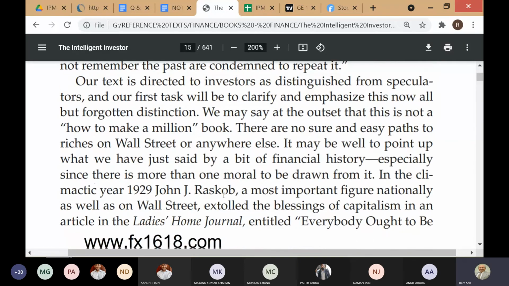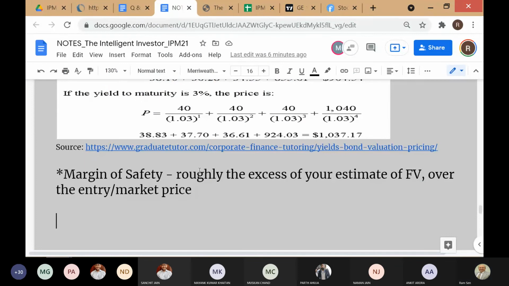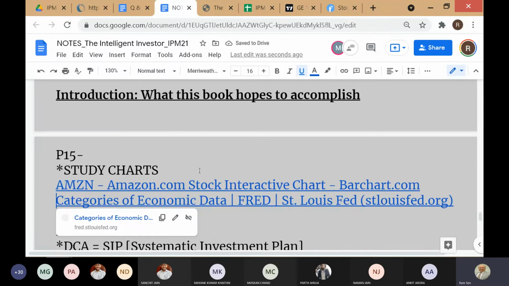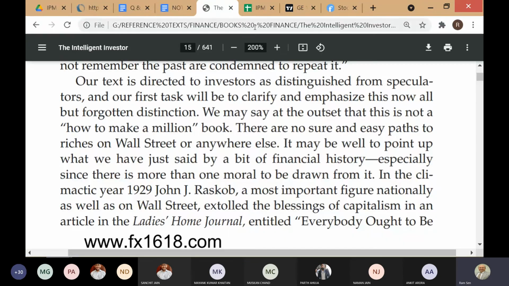Okay. Now, here, these guys have made a distinction which I'm not going to spend too much time on. I'll just highlight the fact that he's making the distinction, between investors and speculators. Now I'll just briefly write it. Talking about this part, which is what this book hopes to accomplish. So this is page 15. Yeah, page 15 here. That's why I told you to study charts.